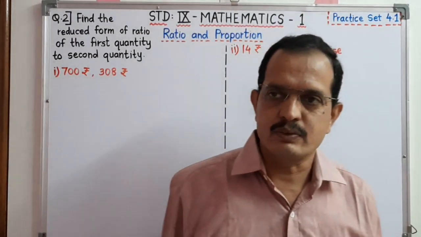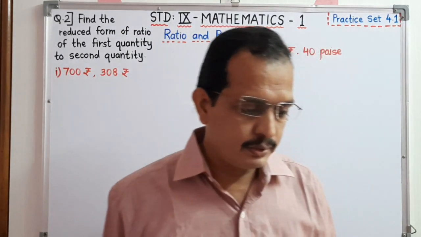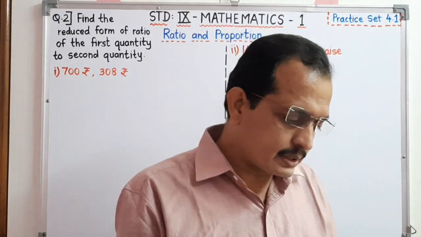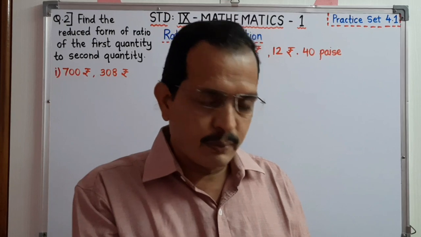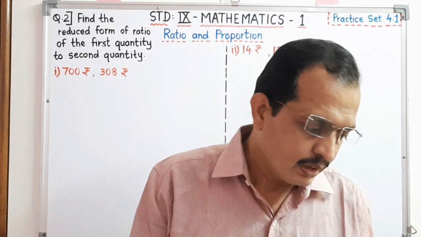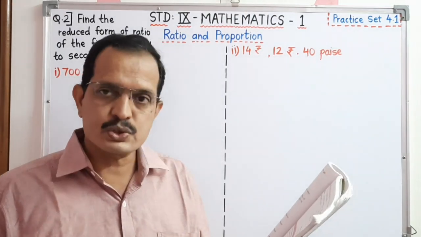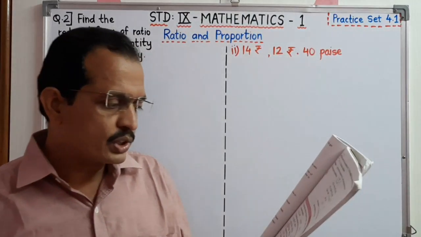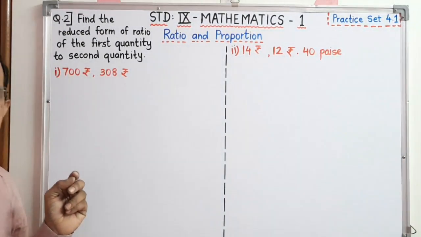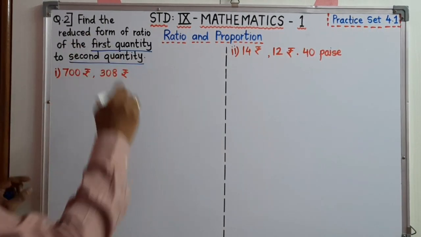Dear student, see the second question. Find the reduced form of the ratio of the first quantity to the second quantity. In this question there are 6 sub-questions, but question numbers 5 and 6 are omitted. We have to solve only the first 4. Now see the question again. Find the reduced form of the ratio of the first quantity to the second quantity. First one is 700 rupees to 308 rupees.